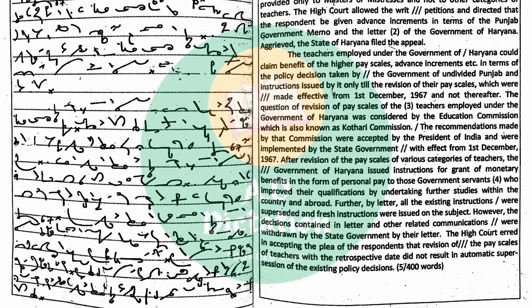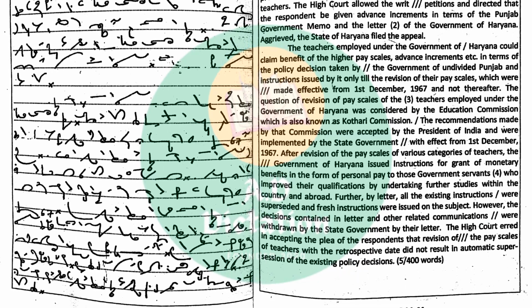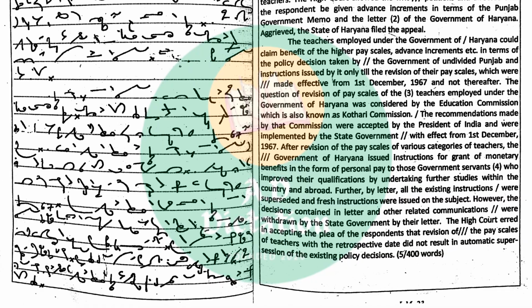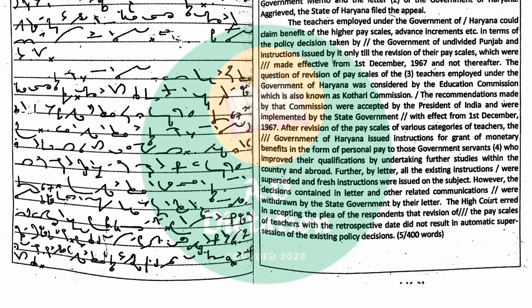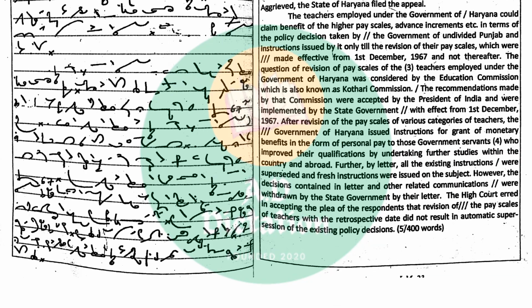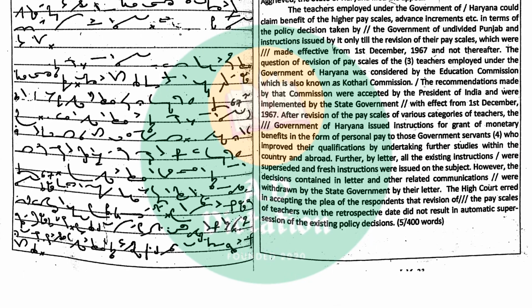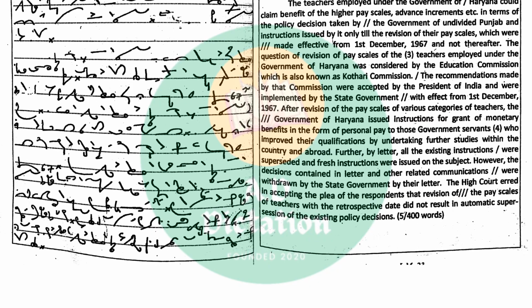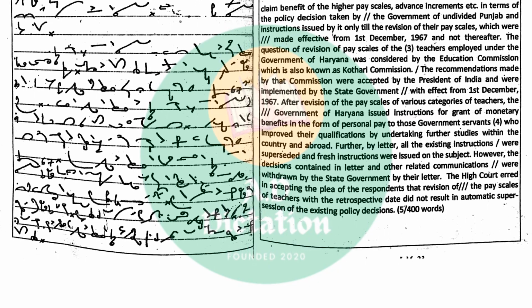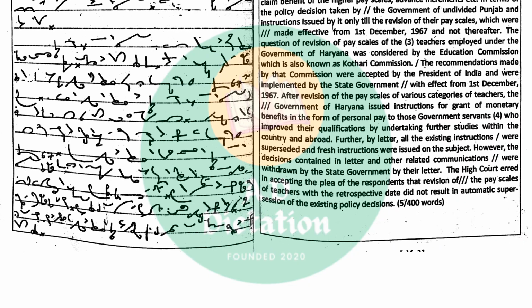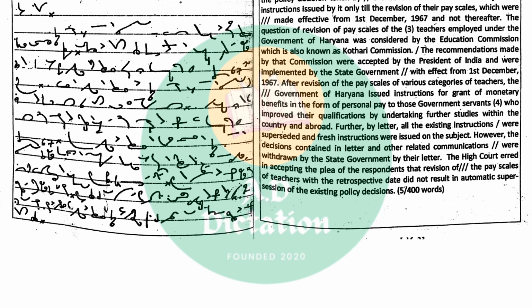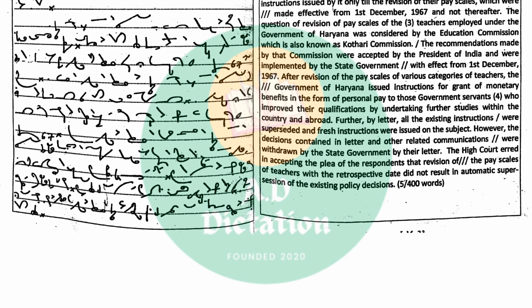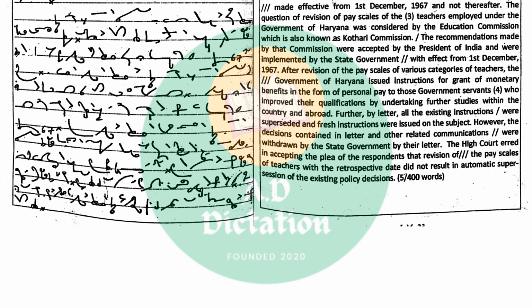After revision of the pay scales of various categories of teachers, the Government of Haryana issued instructions for the grant of monetary benefits in the form of personal pay to those government servants who improved their qualifications by undertaking further studies within the country and abroad. Further, by a later letter, all the existing instructions were superseded and fresh instructions were issued on the subject. However, the decisions contained in the letter and other related communications were withdrawn by the state government by their letter. The High Court erred in accepting the plea of the respondents that revision of the pay scales of teachers with retrospective date did not result in automatic supersession of the existing policy decisions.